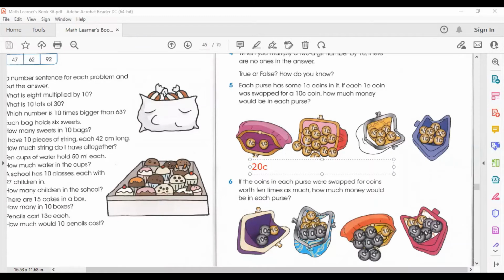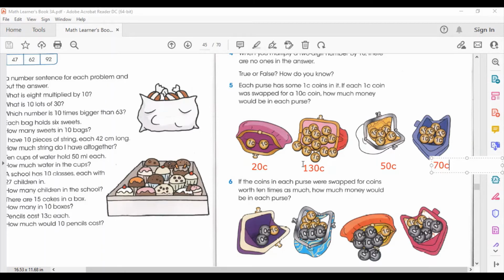And here how many ones? 1, 2, 3, 4, 5, 6, 7, 8, 9, 10, 11, 12, 13. 13, it means write 13 and put 0. Because 1 changes into 10. 1 cent changes into 10 cents. So 130 cents. Like this 1, 2, 3, 4, 5. 5 multiplied by 10, 50 cents. And 1, 2, 3, 4, 5, 6, 7. 70 cents.